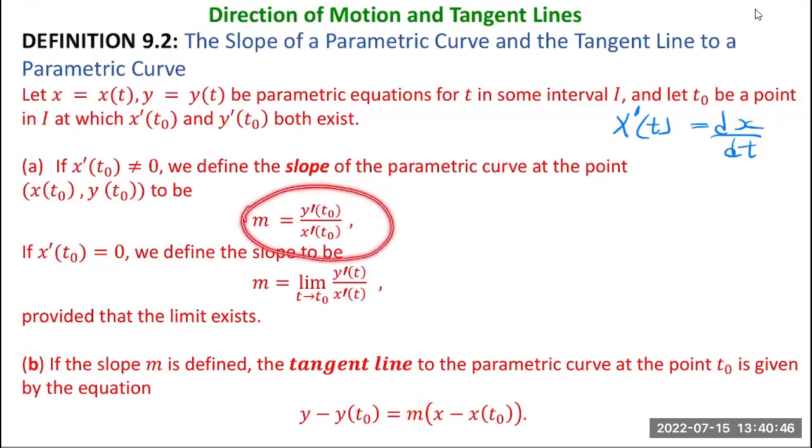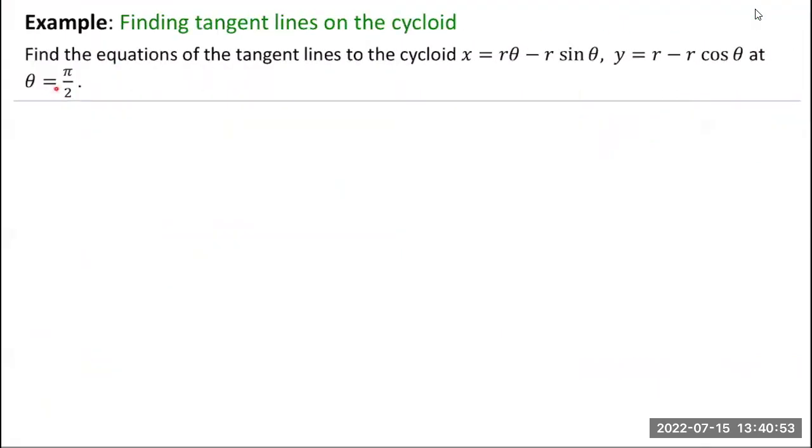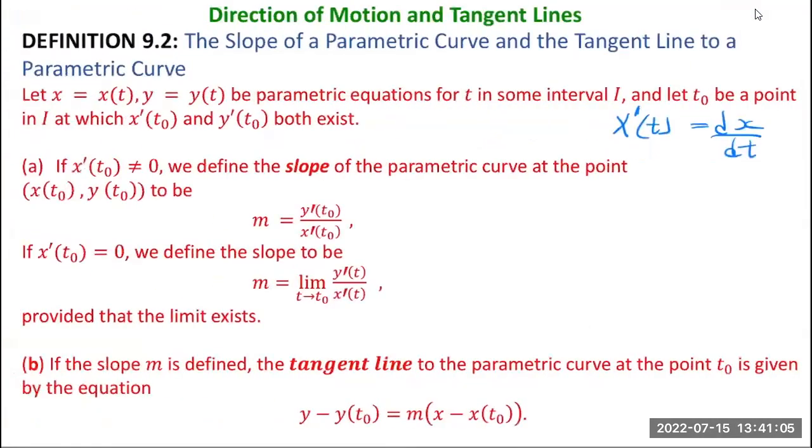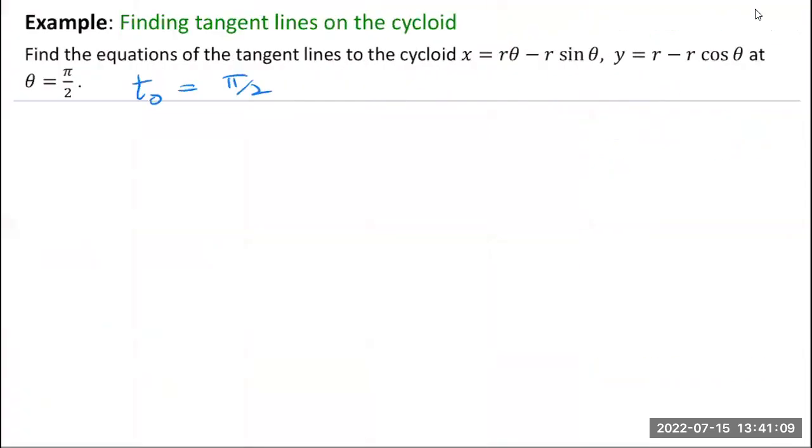Slope is given by y prime of t naught divided by x prime of t naught. Of course, in this case, your t naught is pi over 2. It's the given value. Okay, t naught is pi over 2. You have to notice that first. What is x prime of t? Notice that in our case, the variable is not t, it is theta. Okay, theta is the variable.